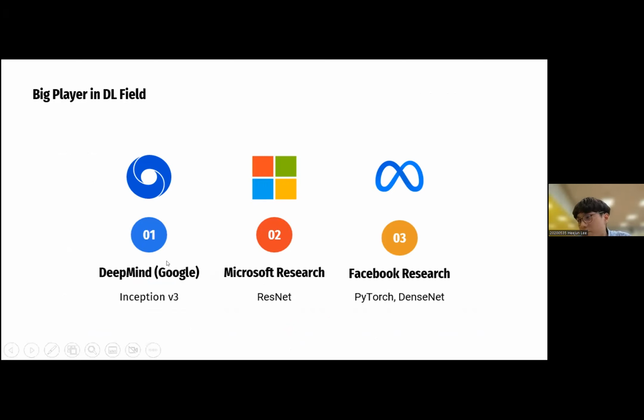For example, Google acquired DeepMind and invested. They created Inception V3, which is a very remarkable image classification model. And Microsoft Research also created a very remarkable image classification model too. And Facebook Research created the very famous deep learning framework written in Python, called PyTorch.